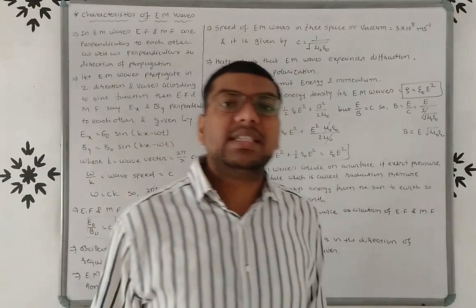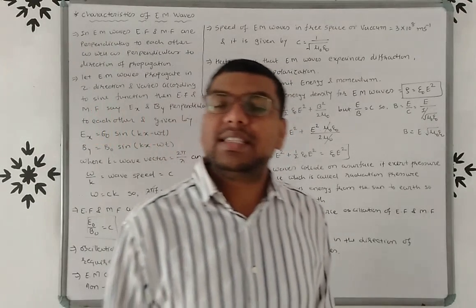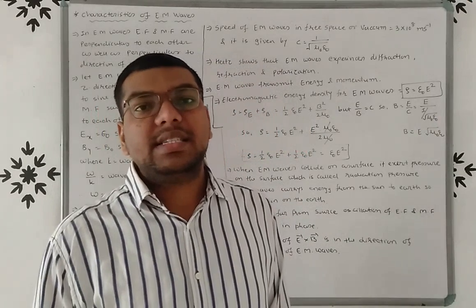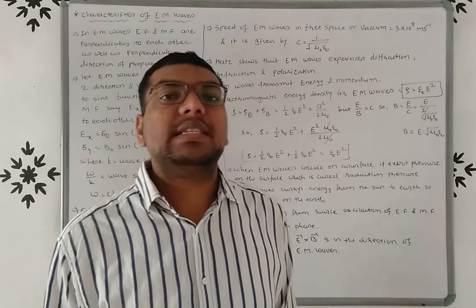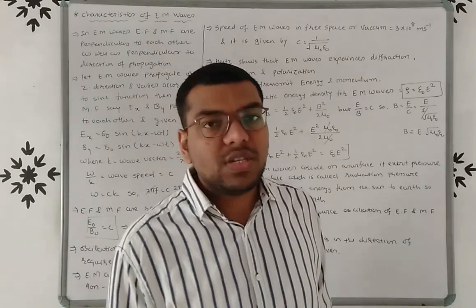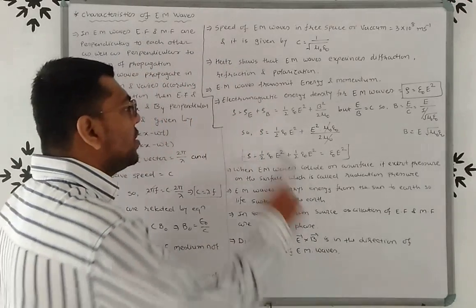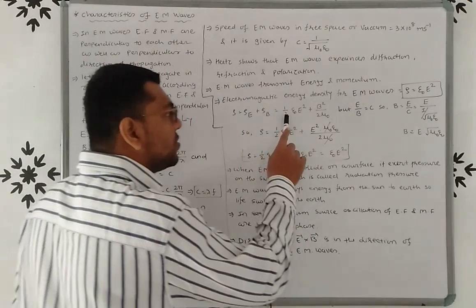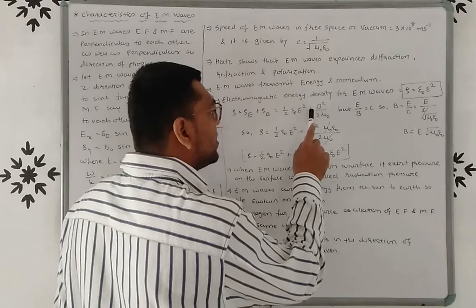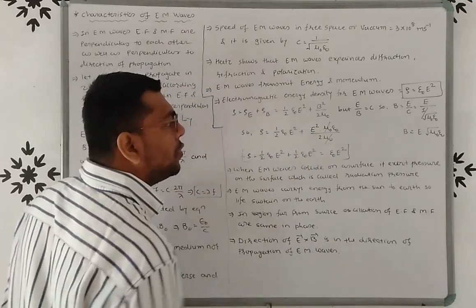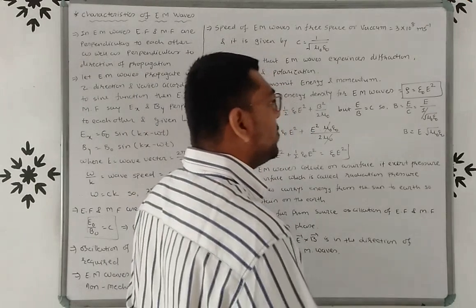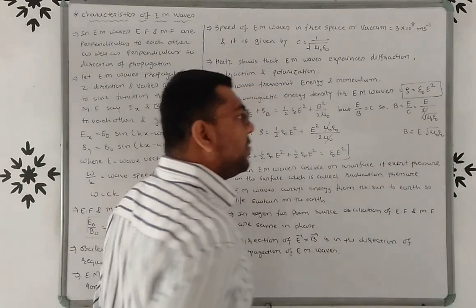We know that the energy density for the electric field is equal to 1 by 2 epsilon 0 E square, and the energy density of the magnetic field is equal to B square upon 2 mu 0, right? So rho is equal to rho E plus rho B. Rho E is equal to 1 by 2 epsilon 0 E square plus rho B, B square upon 2 mu 0. But here we have to prove this equation in terms of the electric field.